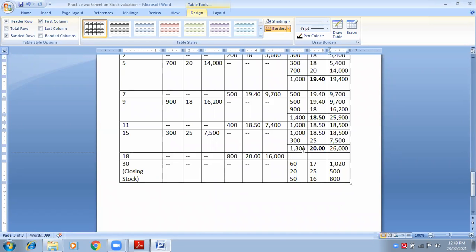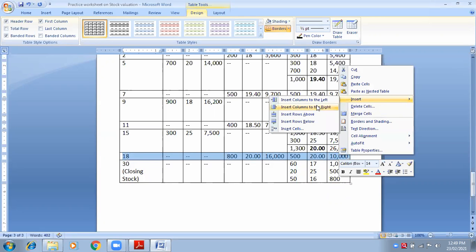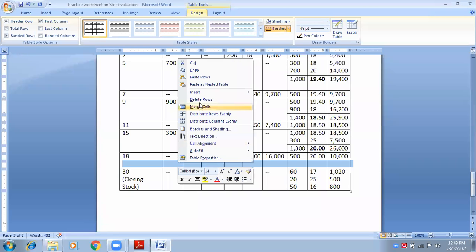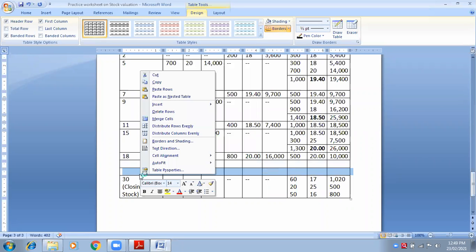What is left over? Let us quickly go. 500. Out of 1300, 800 is issued. So what is left over? 500. Out of 26,000, 16,000 is gone. 10,000. So 10,000 divided by 500, it should be 20.00. It should be. Otherwise, you're mistaken. Is that very clear? Yes, ma'am.